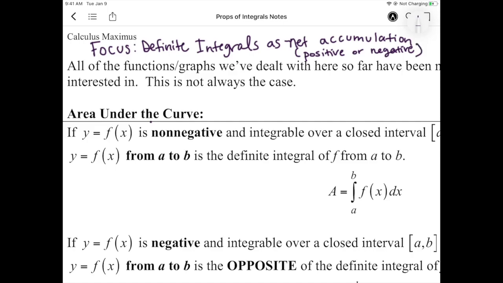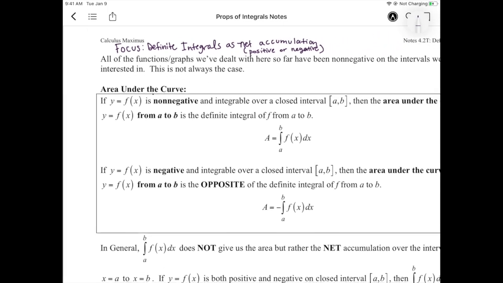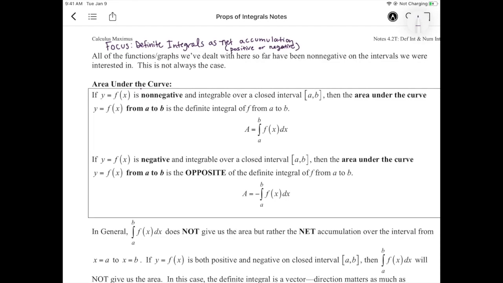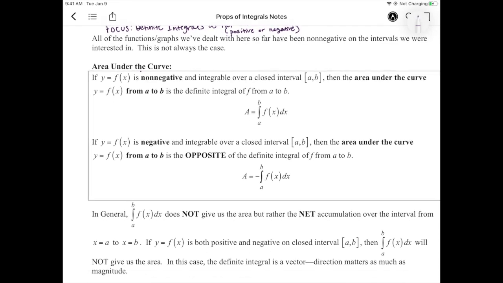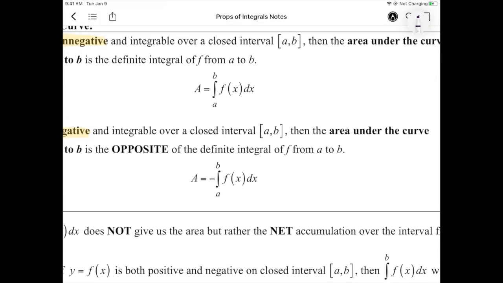So as the sentence below this says, all of the functions that we've dealt with so far have been non-negative, but this isn't always the case. So right now we're going to concentrate on learning about how non-negative functions, so functions that are above the x-axis, are different than when the function is negative, meaning it's below the x-axis. So let's start with non-negative functions first, which is what we're more familiar with.